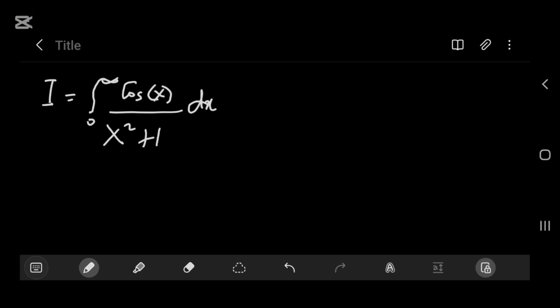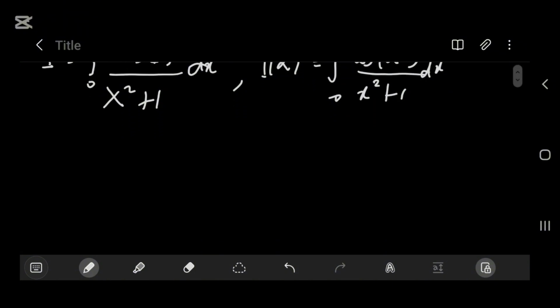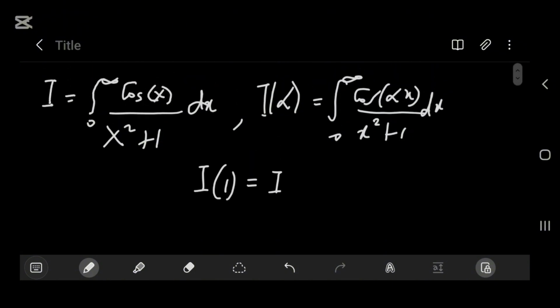Today we are here to solve another integral, which is the integral from 0 to infinity of cosine of x over x square plus 1 dx. Well, we can actually solve this using complex analysis, but today we are here to solve this with the Laplace transform. Before we do this, we should name this I of alpha, which is equal to the integral from 0 to infinity of cosine alpha x over x square plus 1 dx. When plugging alpha equals 1, we'll get I of 1, which is actually the required integral.